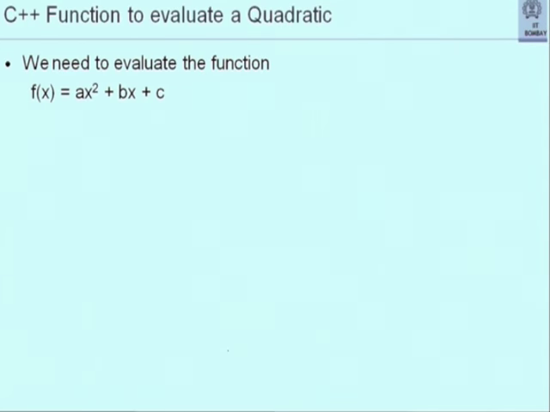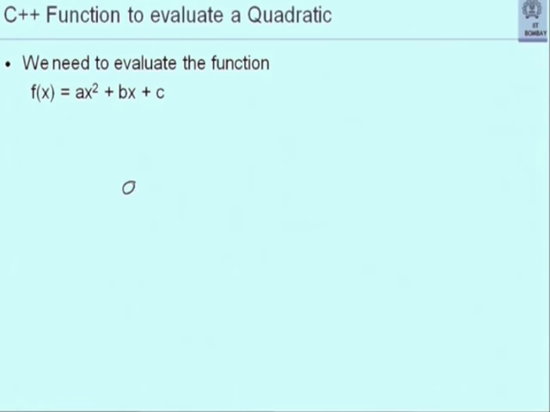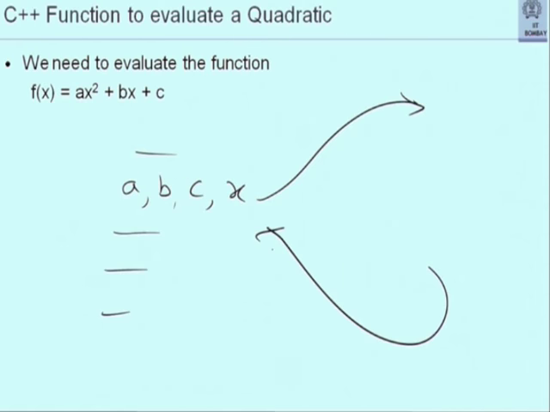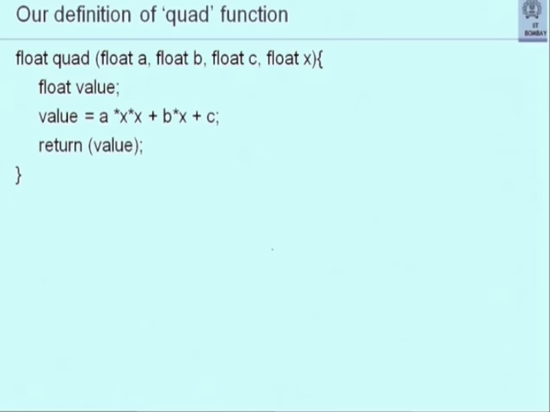We need to evaluate the function ax square plus bx plus c. For evaluating the value of a function, what values do we need to know? We need to know A, we need to know B, we need to know C, we need to know X. The actual values. This is my main program. With these values, I would like to go to some function and, as I said, come back at the point where I want to invoke it. This is the definition of my function called quad.